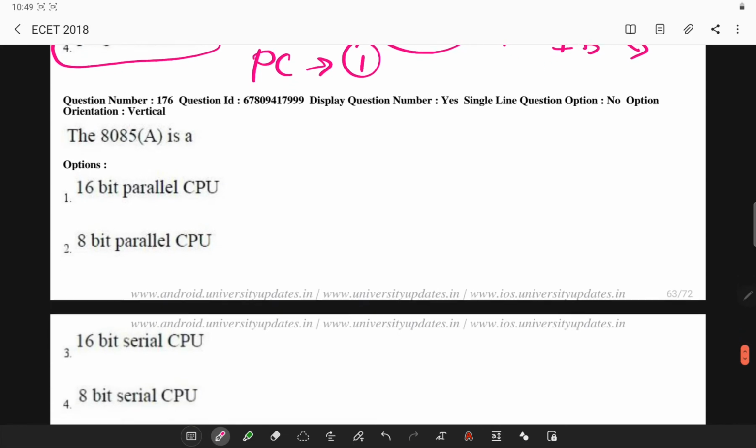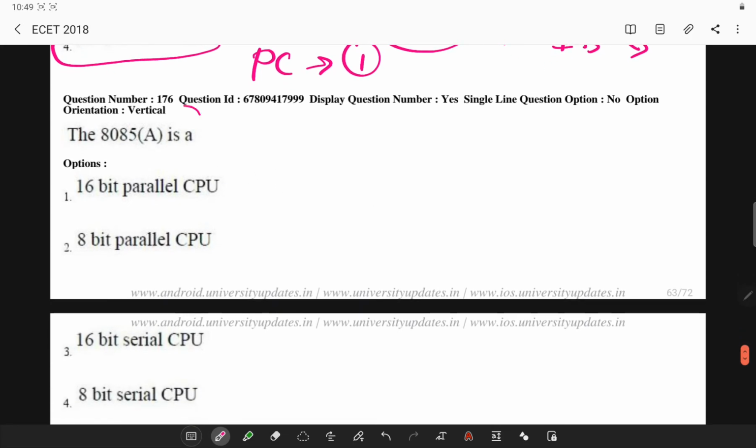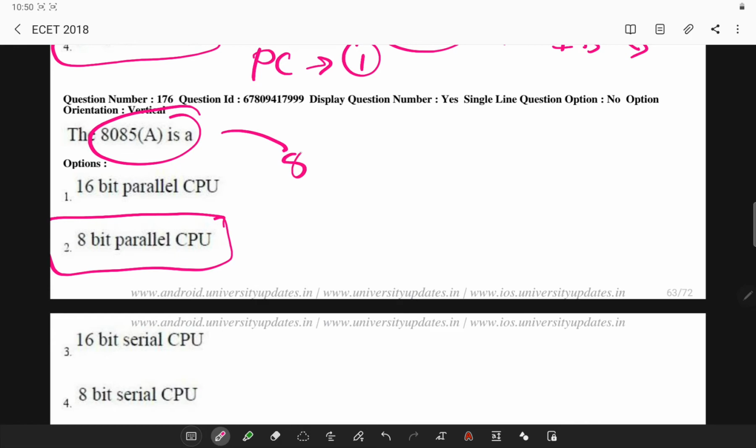So the 8085 processor is what type of CPU? It is an 8-bit CPU. So the 8085 processor is an 8-bit processor and it uses totally 246 bit patterns, which is rarely asked.